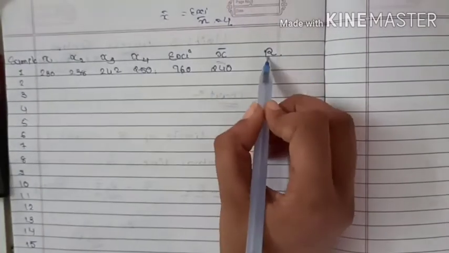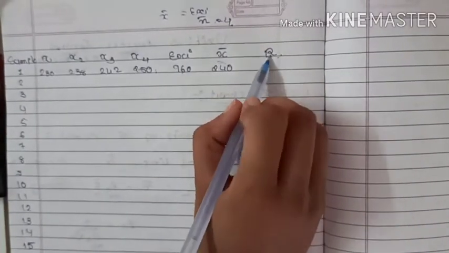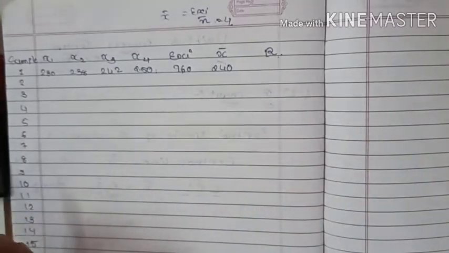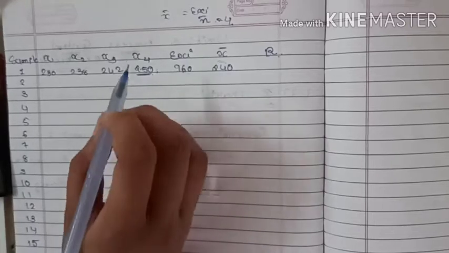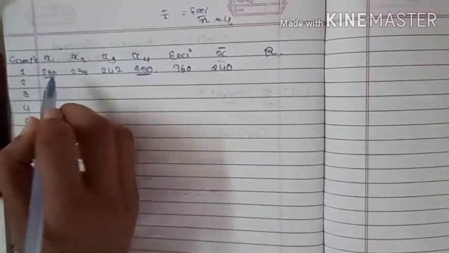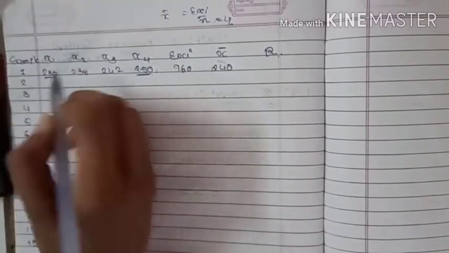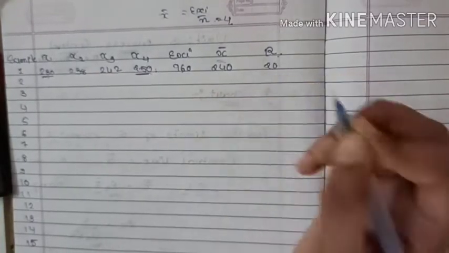Right? And now the range. What do we mean by the range? Highest value minus lowest value. Which one is the highest value? The highest value is 250 and the lowest value is 230. So 250 minus 230 comes to 20.